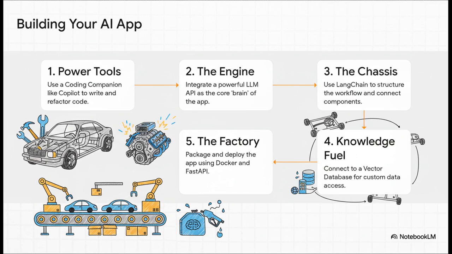Okay, imagine we're building a custom AI car. First, you use your power tools, your coding companion, to quickly build out the frame and the parts. Second, you drop in the engine. That's your LLM API, the thing that provides all the horsepower. Third, you build the chassis using LangChain, which connects the engine to the wheels, the steering, everything. Fourth, you fill up the tank with specialized knowledge fuel from your vector database. And finally, you use your factory, Docker and FastAPI, to put it all together and ship it out to the world. See? Every single piece has its own vital role.